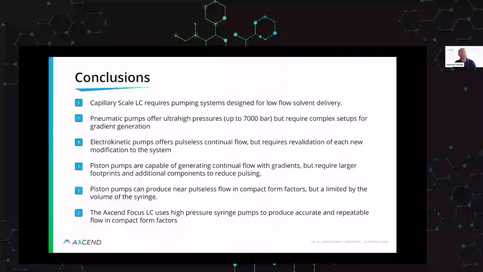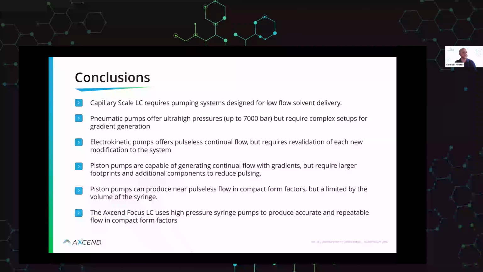So in conclusion, capillary scale LC obviously is going to require some differences in pumping system compared to your analytical scale. Pneumatic pumps offer the highest pressures of all of them, sometimes up to 700 bar, but they do require complex setups, especially with gradient generation. Electrokinetic pumps are great for pulseless and continual flow and extremely rugged applications, but they do require revalidation each time you modify the system.